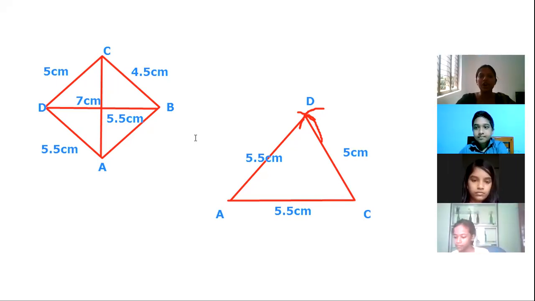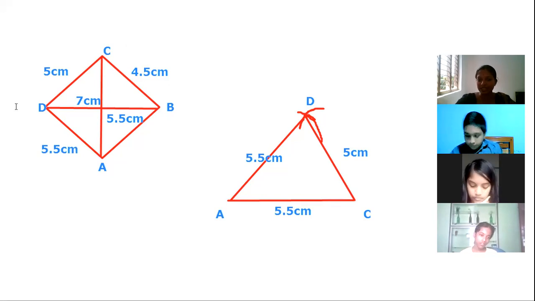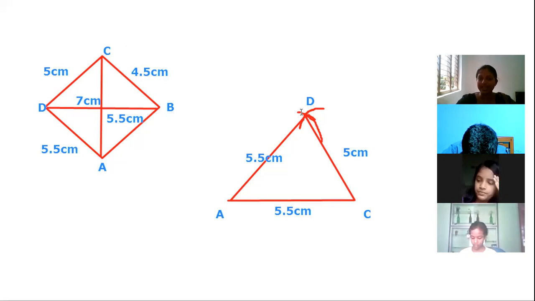And after that, we are going to find the vertex B. How will you find the vertex B? For finding the vertex B, we only have the lengths of DB and CB, or BC or BD. So, starting with the D, take 7 centimeter in your compass.